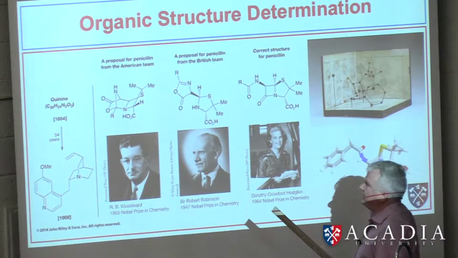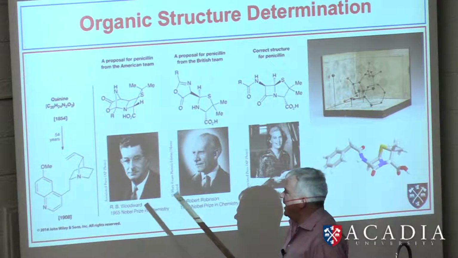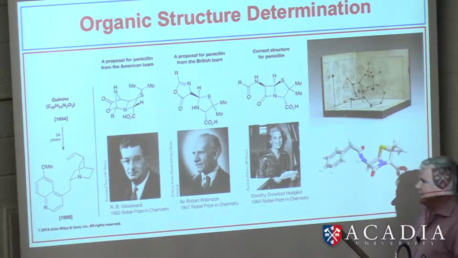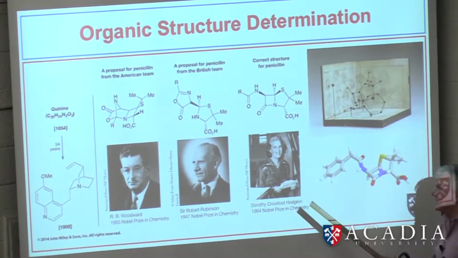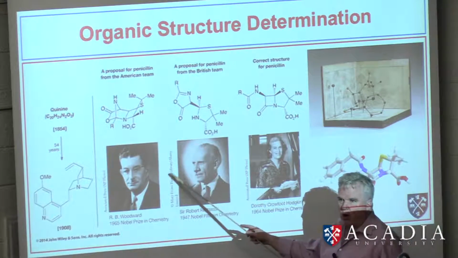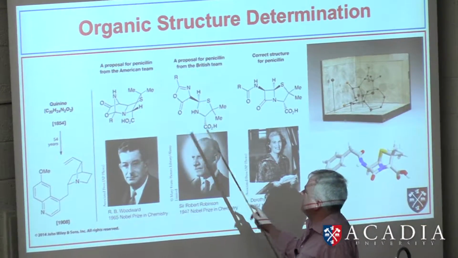Penicillin, discovered by Fleming, took a long time, and not only that, these three people all won Nobel Prizes for various aspects of chemistry. These two very famous organic chemists, and this lady was an X-ray crystallographer. The organic chemists actually got it wrong in determining the structure. It took many years. These were the structures they proposed.